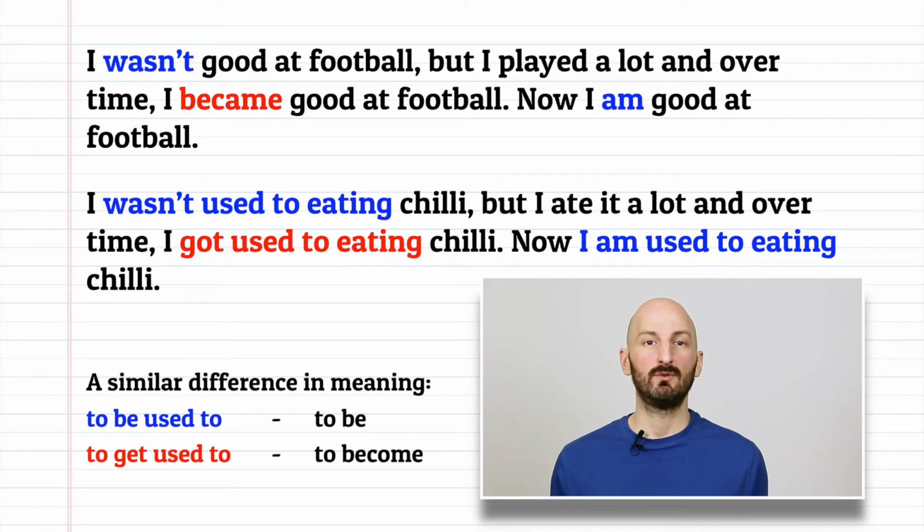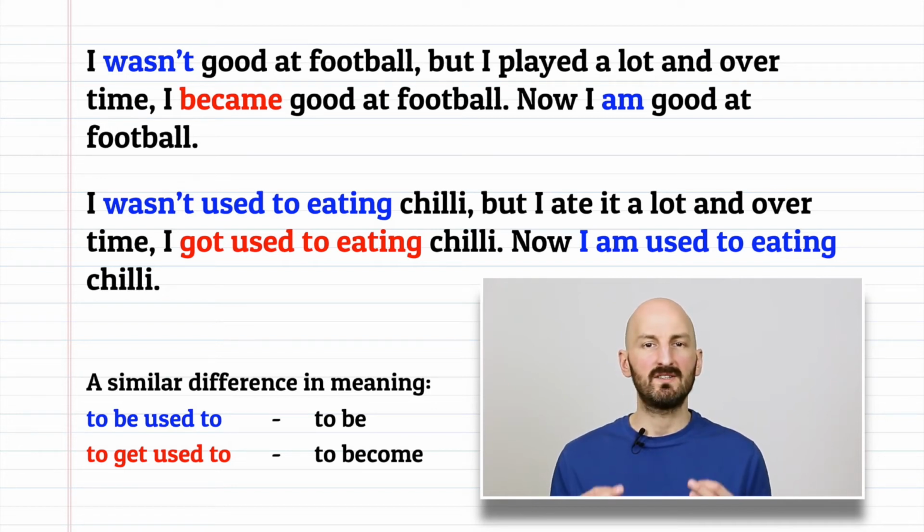Look at this example. I am good at football. I became good at football. Be focuses on the state right now, or the result of practice. Become focuses on the progress of the action to achieve the result. These two sentences can be combined to give, I wasn't good at football, but I played a lot and over time I became good at football. Now I am good at football.